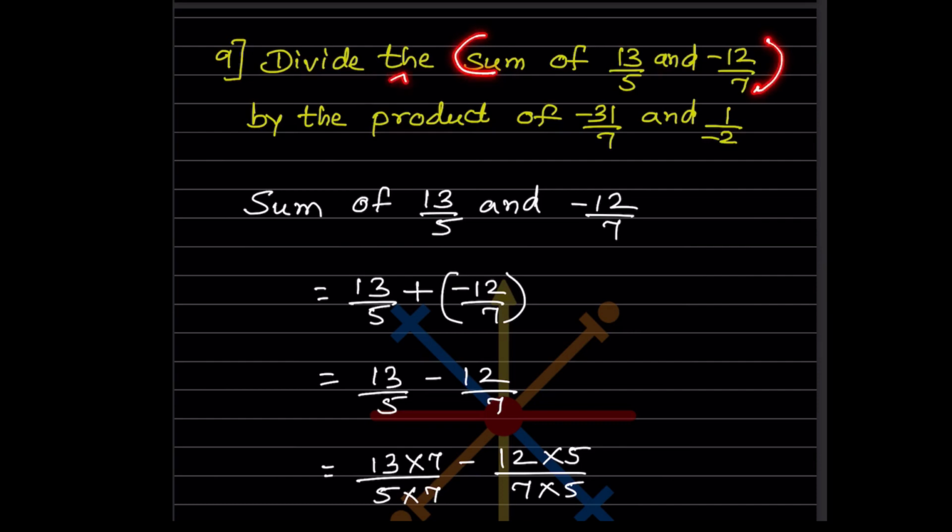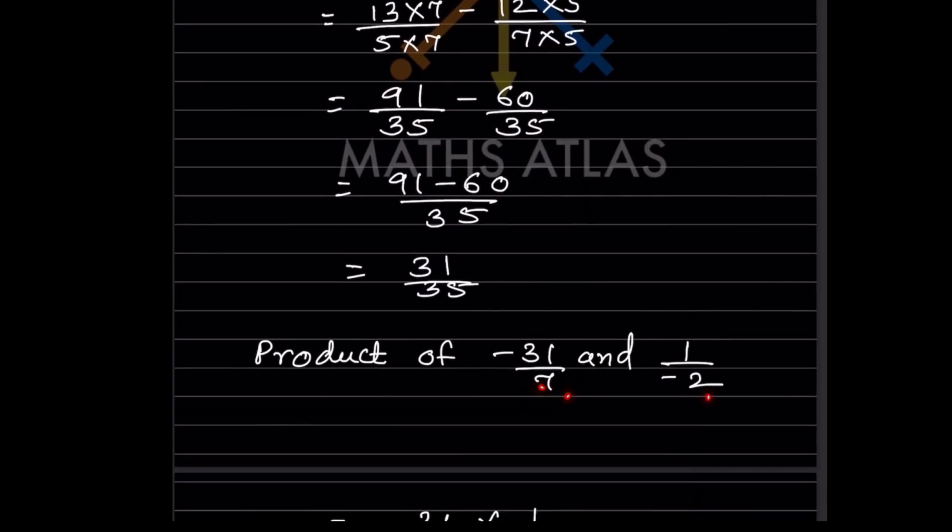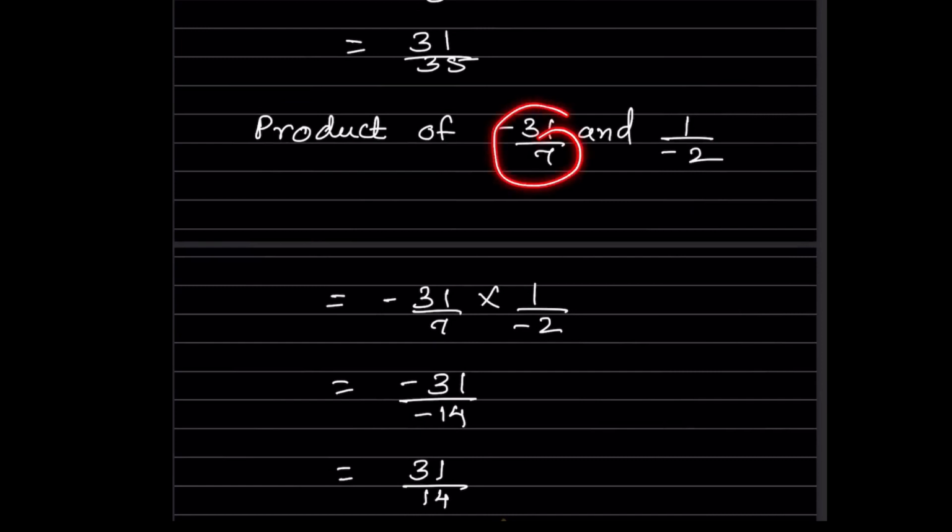So now we have finished the first part, the sum of 13 by 5 and minus 12 by 7. Now we are going to look for the product. Product means you are going to multiply. So the product of minus 31 by 7 and this one. You cannot simplify anything here, so we can write it as it is: minus 31 by minus 14, that will be 31 by 14.